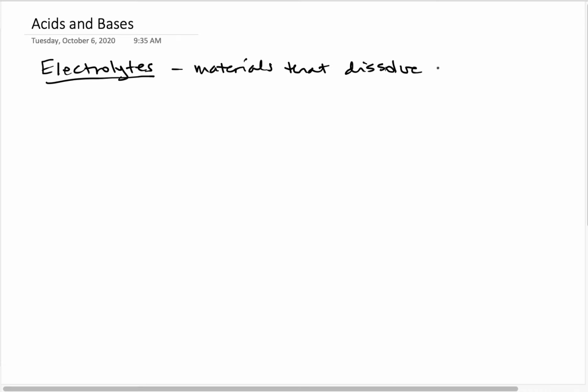Now that we're getting used to molarity and dealing with solutions, it's time that we start talking about another class of compounds than what we've been discussing. And it's one that you've also heard of before, and I'm going to refer to it a couple of times. The big class is called electrolytes. Electrolytes are materials that dissolve in water and release ions.